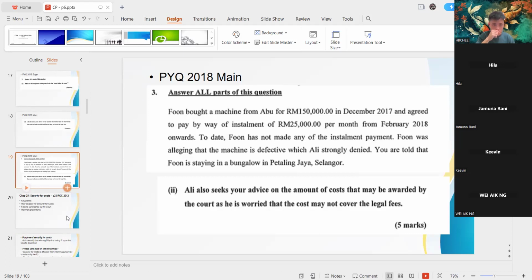Hello, sir. Hello. Yes, can you hear me, sir? Yes. Okay. The scale for cost by way of Order 59, Rule 23, only covers subordinate courts. If it's in the High Court and so on, what do we do? Where do we make our reference to? Let me check for a while.